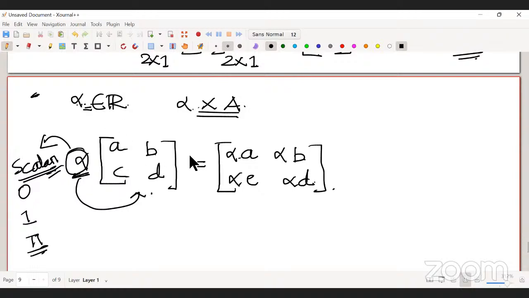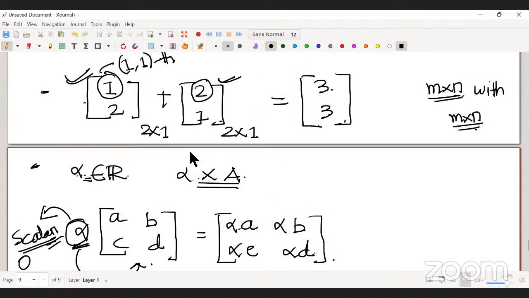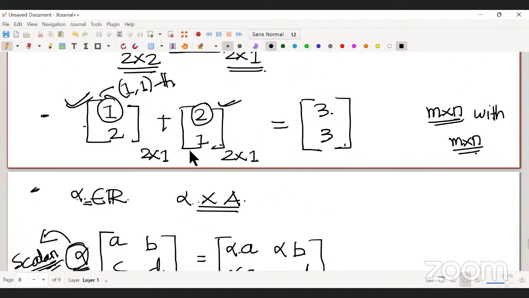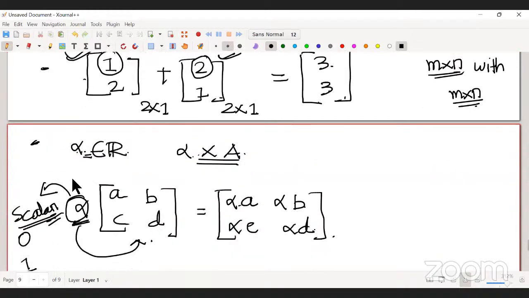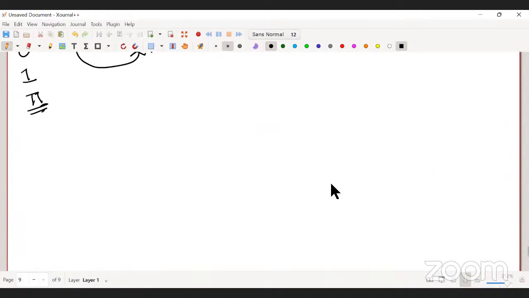So once we have matrices, we can add matrices and we can multiply a scalar with a matrix, and the next thing is we can multiply two matrices. This is probably the most important thing, that we can multiply matrices.